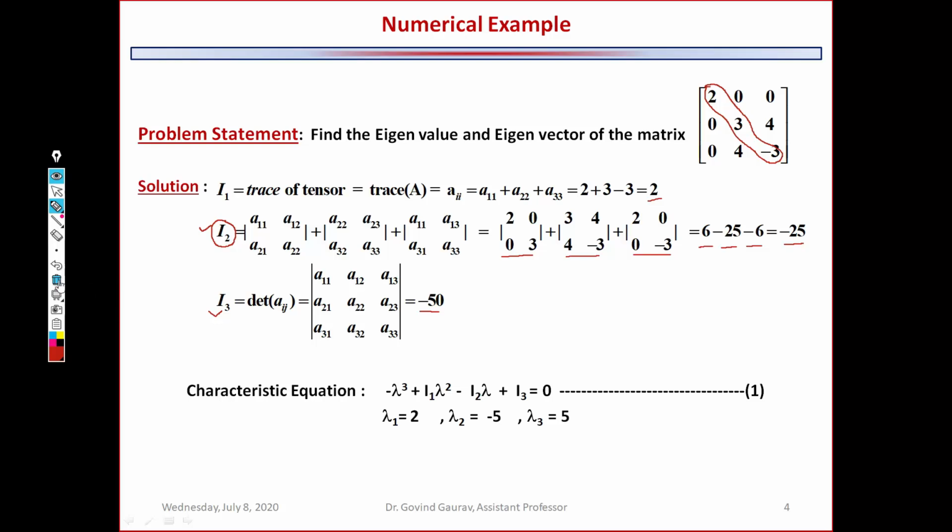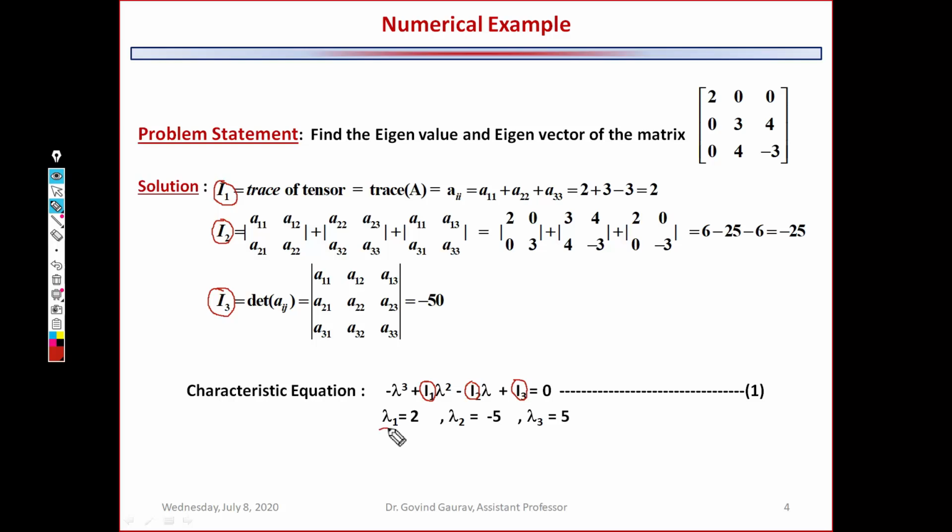So we know the three different values: the values of I1, I2 and I3. Now we will put these values of I1, I2 and I3 in the characteristic equation, which is the solution of A minus lambda I. After putting these values, we will solve this cubic equation, and when we solve it, we will get three values of lambda.